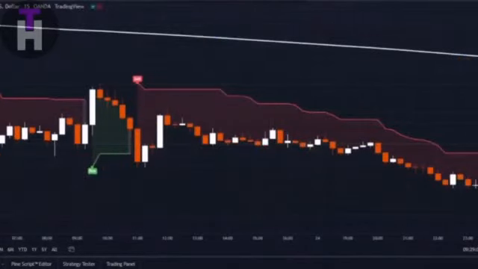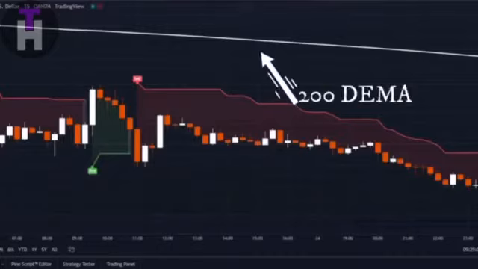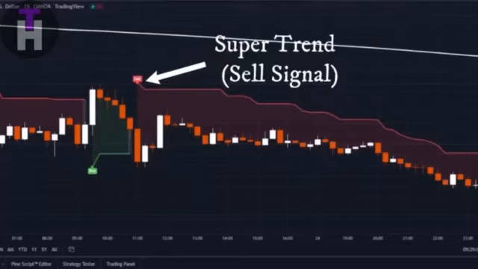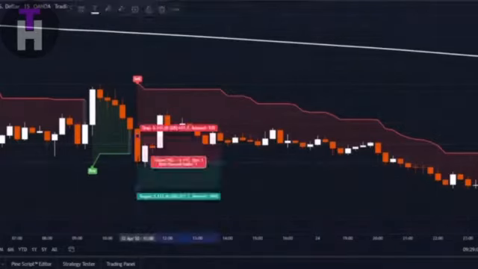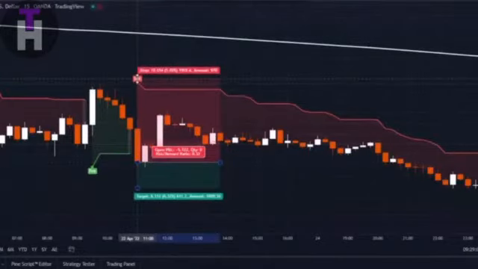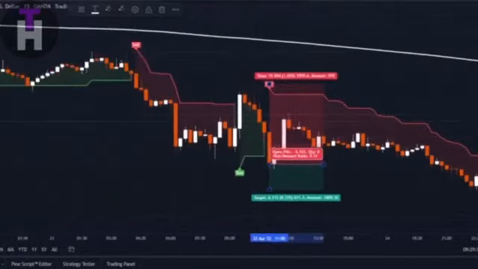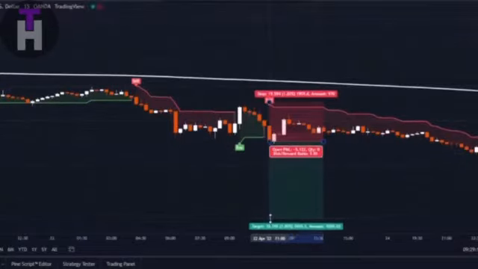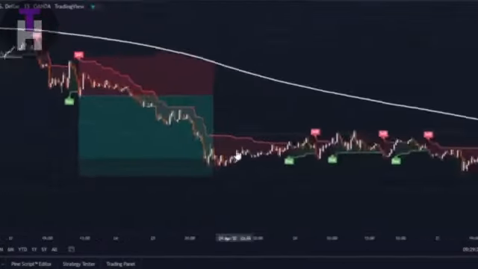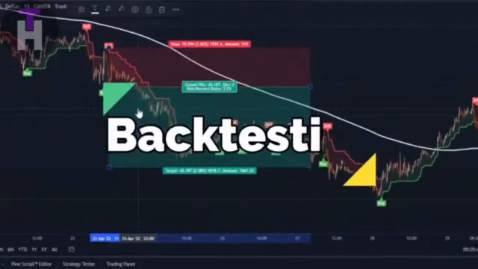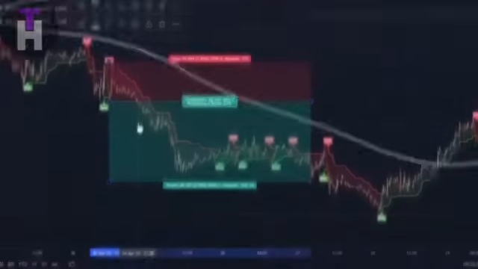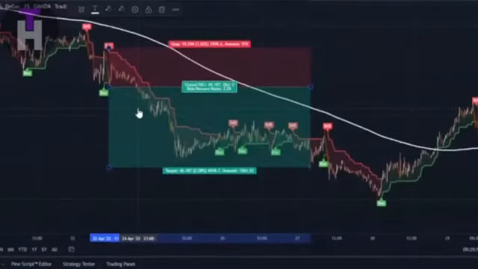Exactly the opposite is true for short trades. We're only going to be looking to sell if the price is below the 200 DEMA and the Supertrend indicator has a sell signal. As soon as we have all our conditions met, we will place a sell order at the close of our trigger candlestick. Our stop loss will be set slightly above the Supertrend line and we will be targeting 2 times the risk. Now you have an idea about how to trade with this strategy. So let's actually do our backtesting and see how well the strategy would perform in different market conditions. Remember, at the end of this video I will give you an idea to make much more money with this strategy.